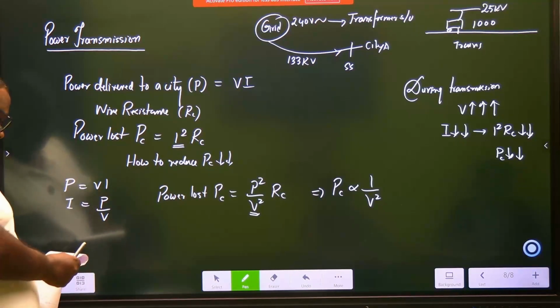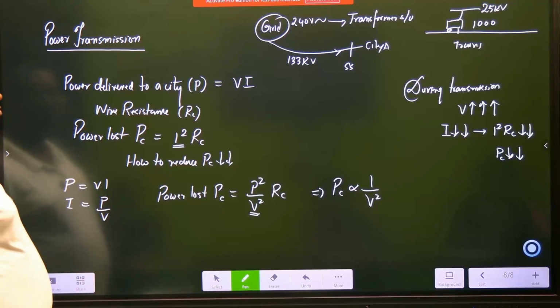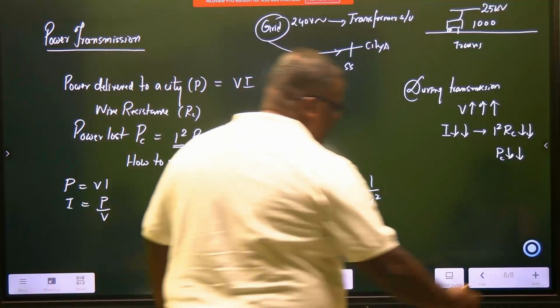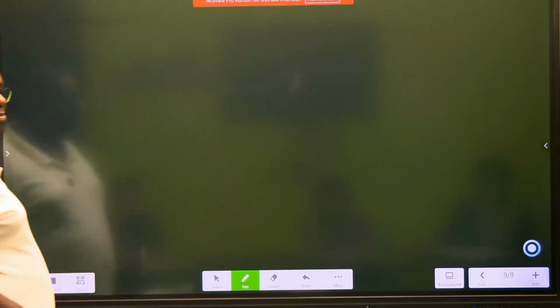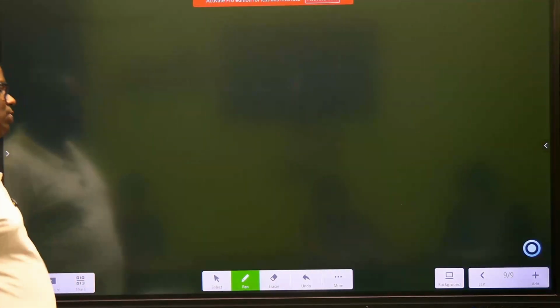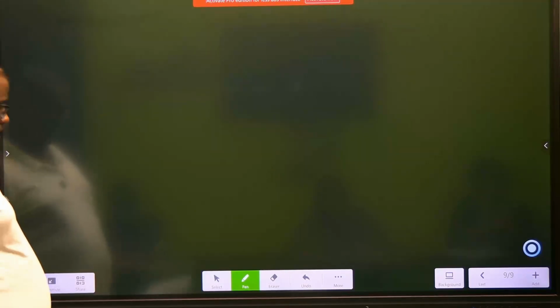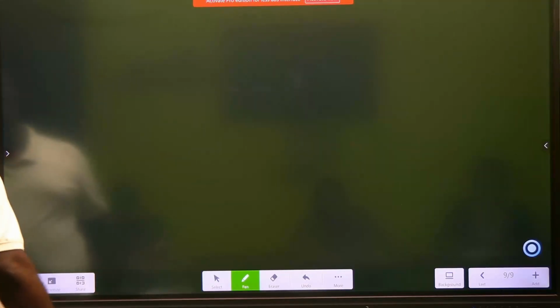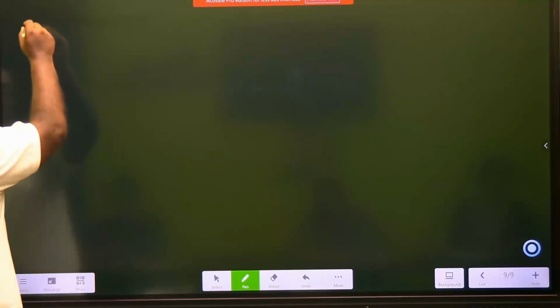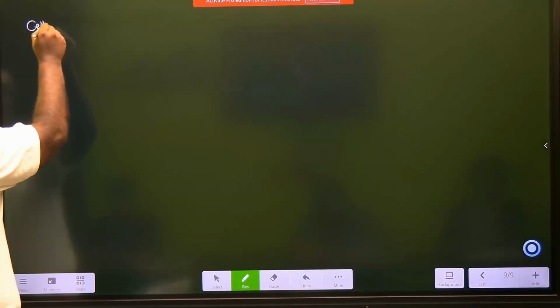Fine. So this concludes power. In this section, some of the formulas that will be important for us are P is equal to VI, H is equal to I square RT, P is equal to I square R, P is equal to V square by R, and power loss is always I square RC. Chalo. Our next section is all about cells, EMF, and internal resistance.